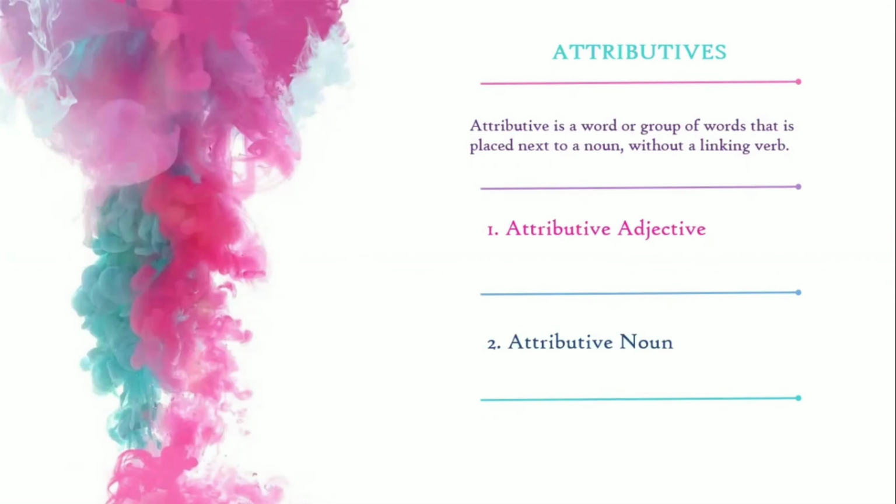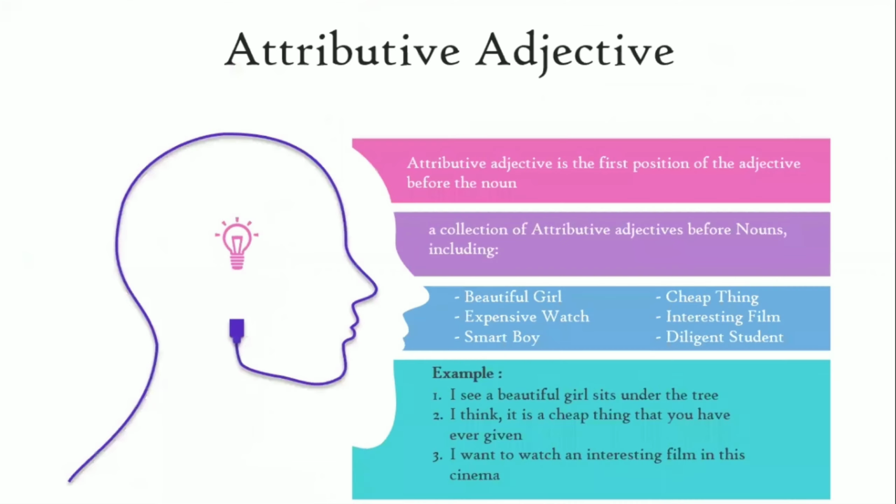First, we have attributives. An attributive is a word or group of words that is placed next to a noun without a linking verb. First, attributive adjective. Second, attributive noun. An attributive adjective is an adjective in the position before the noun. Examples of attributive adjectives before nouns include beautiful girl, expensive watch, smart boy, cheap thing, interesting film, diligent student.